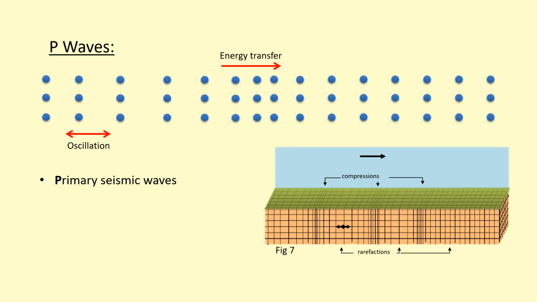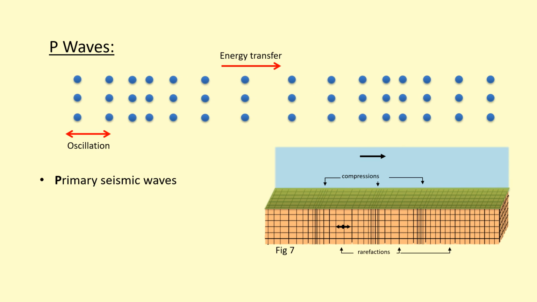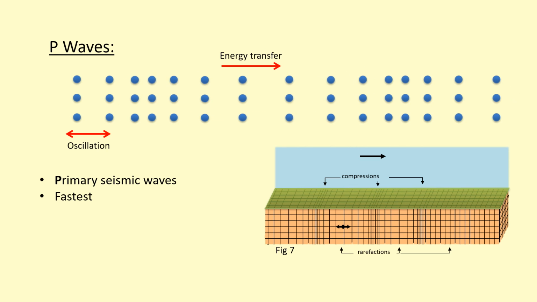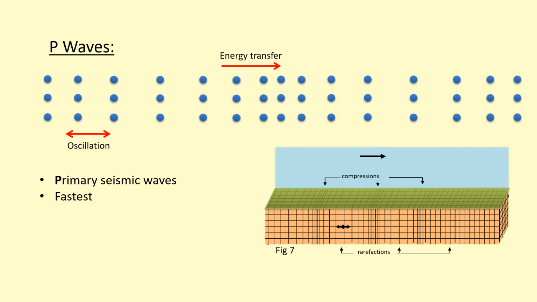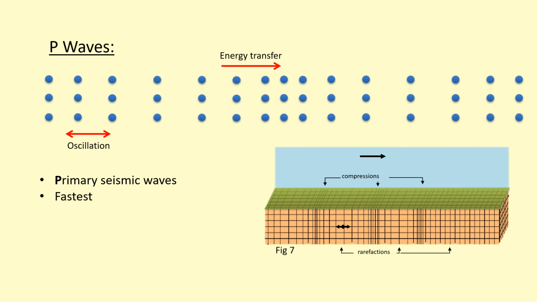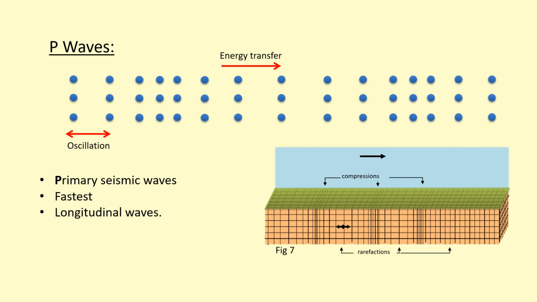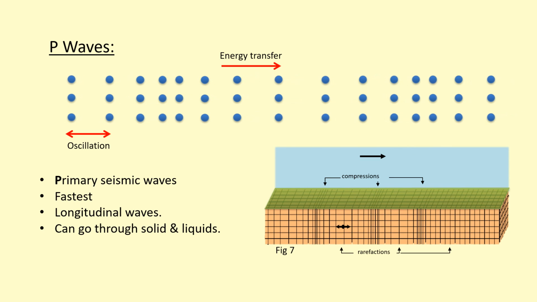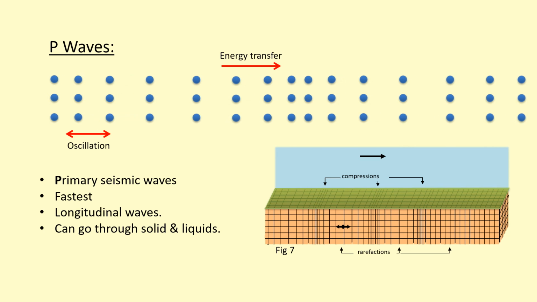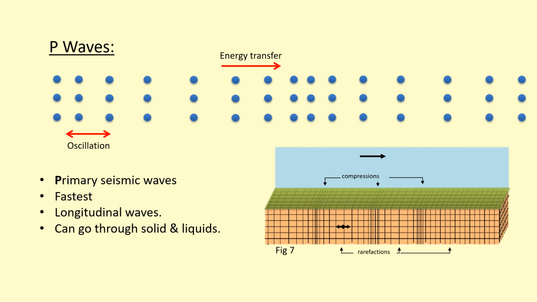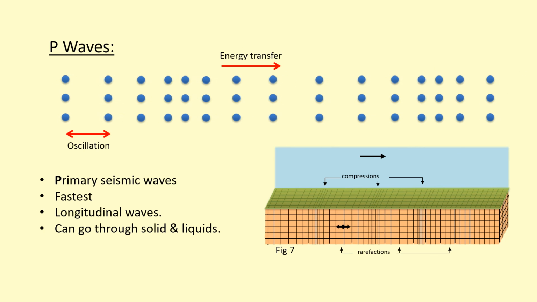P waves is short for primary waves, and they're called this because they arrive first. So they're the fastest type of seismic waves. And as you can see, the particles in a P wave oscillate along the same direction, in other words, parallel to the direction of energy transfer. So they're longitudinal waves. Another very important thing to keep in mind about P waves is they can go through both solids and liquids. You can also see they're made from compressions, where the ground is compressed together and particles are close together, and rarefactions, where the particles are far apart.